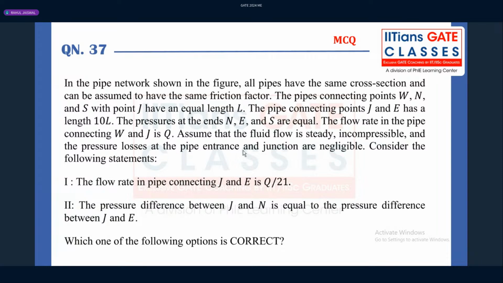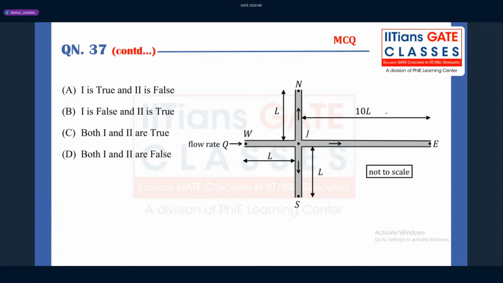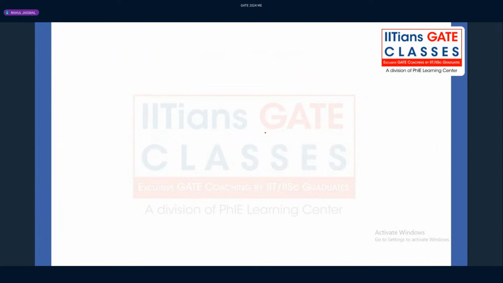So let me show you the network here. This is the pipe network, guys. The cross section is the same, that means diameter is same, area will remain same. The discharge is different, so velocity will be different. But the friction factor will remain same in all the pipes. So what we are doing here, we have the junction J, N, E, S, W. I'm drawing once again.